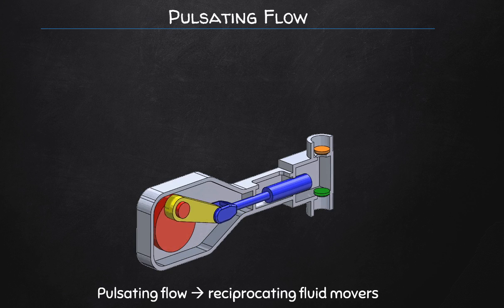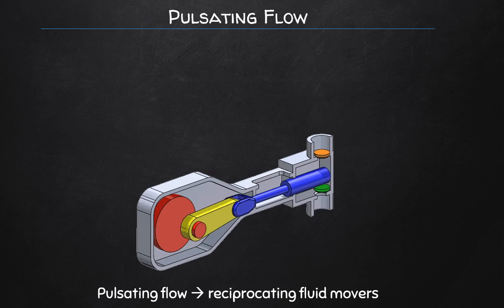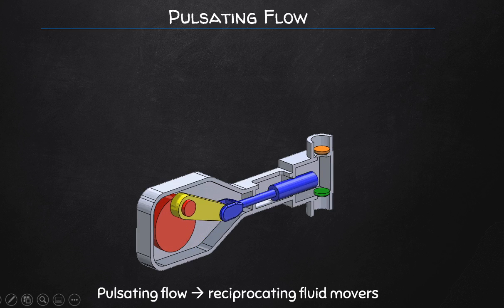So we have to account for the effect that fluid movers have on the flow, and this effect is called pulsating flow. Okay, that is caused by the reciprocating motion, the back and forth motion of fluid movers, such as piston pumps. So specific fluid movers will cause this type of reciprocating action. So piston pumps, syringe pumps, and crankshafts. Okay, it's based on the type of mechanism that they use.